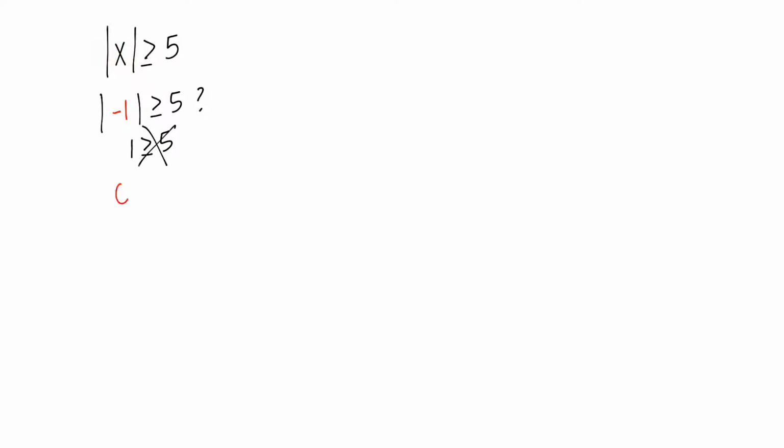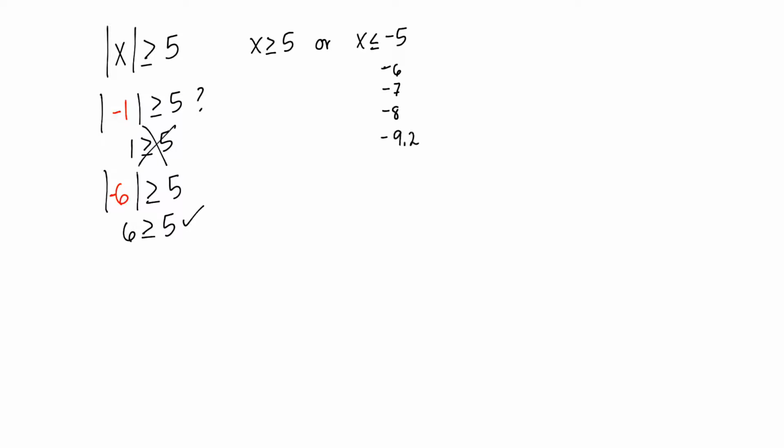Something like 6 is greater than or equal to 5, so 6 is going to work. Negative 6 is going to have that same effect. So 6 and negative 6 work. Basically, anything that's greater than or equal to 5 is going to work, or anything that's less than or equal to negative 5 will work. So negative 6, negative 7, negative 8, negative 9.253, anything that's less than negative 5 will work, and anything greater than positive 5 will work.